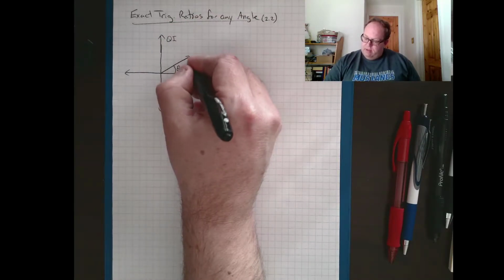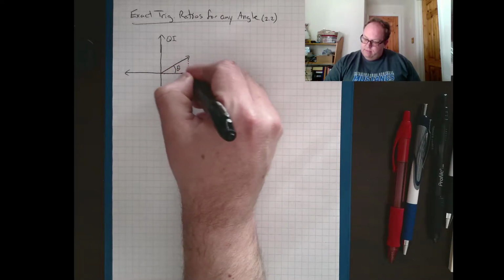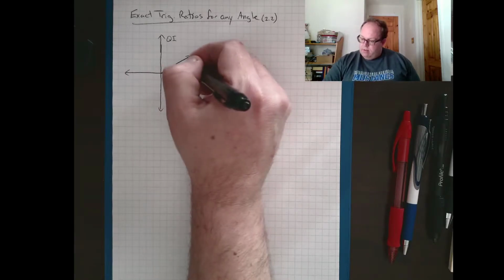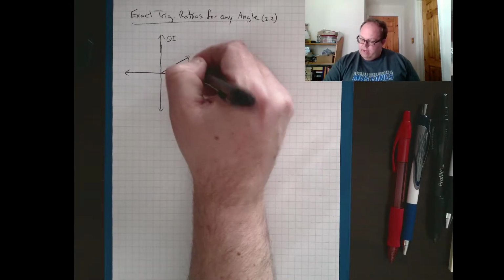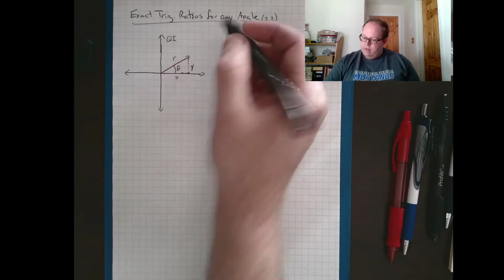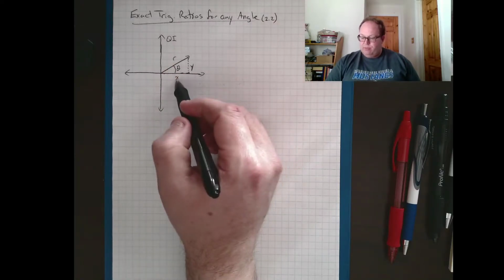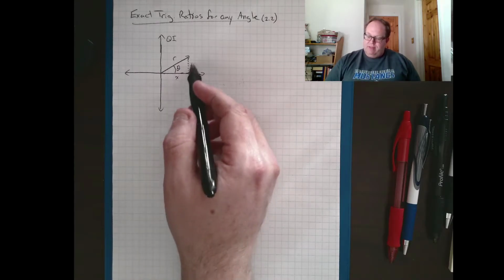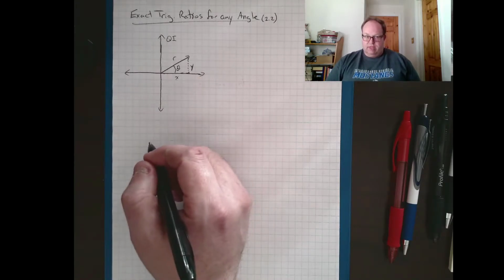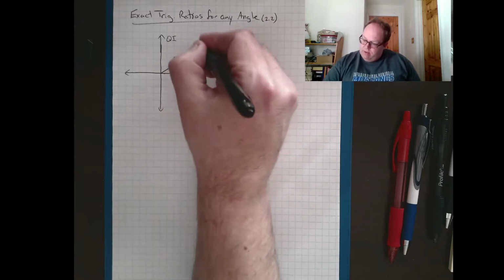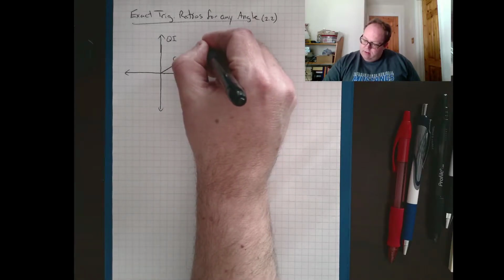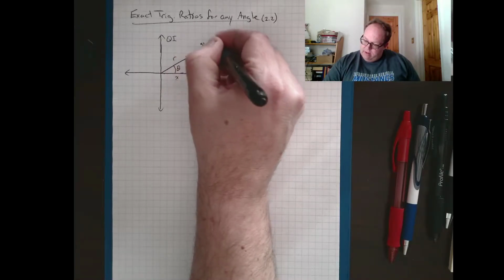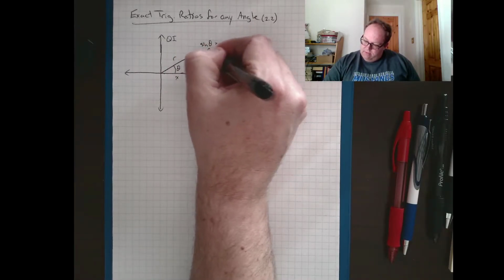If I think about this like a right angle triangle, then I'll call these X, Y, and R. In the first quadrant, X is positive, Y is positive, and R is positive. That means that all of the ratios that I set up are going to be positive, and in quadrant 1, the sine of my angle, the cosine of my angle, and the tangent of my angle are all positive.